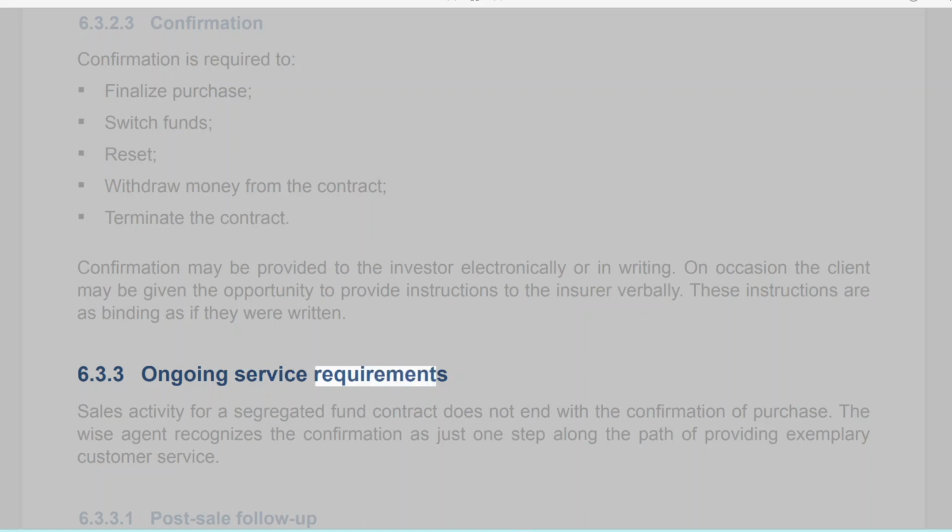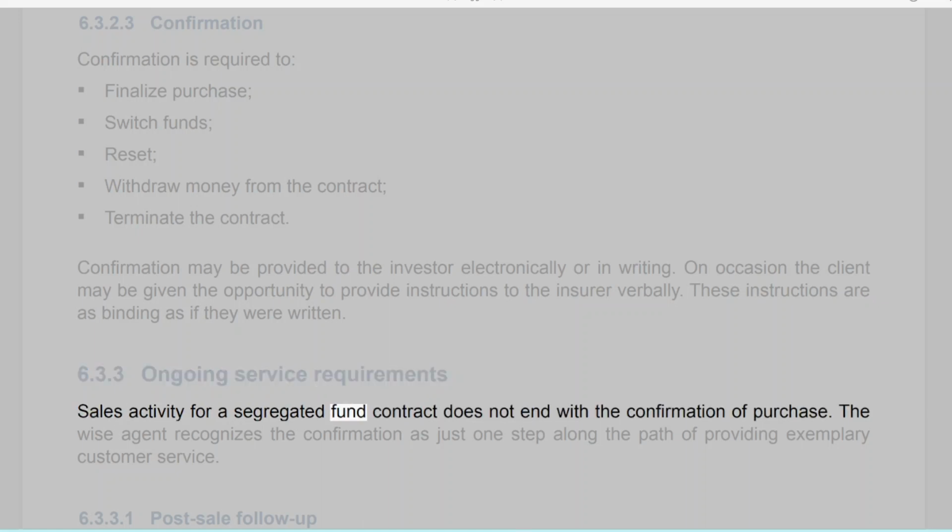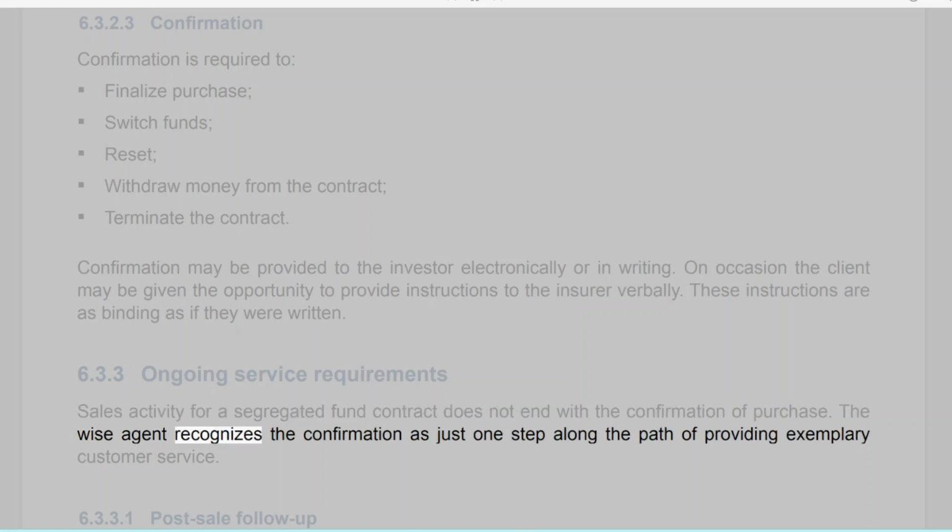6.3.3 Ongoing service requirements. Sales activity for a segregated fund contract does not end with the confirmation of purchase. The wise agent recognizes the confirmation as just one step along the path of providing exemplary customer service.